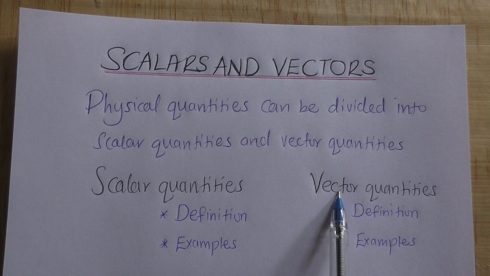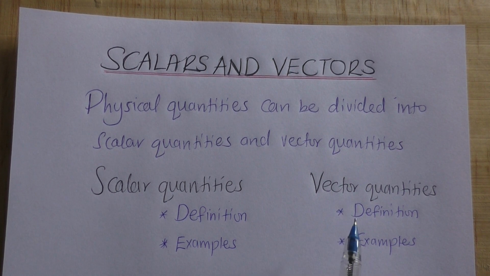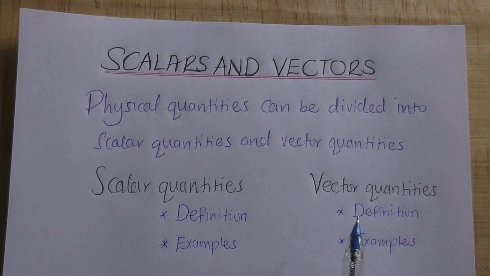Whereas vector quantities are defined as the physical quantities with both magnitude and direction. Such quantities include force. When you exert force on an object, it takes a specific direction. We have weight. We all know that weight acts downwards towards the Earth's surface.